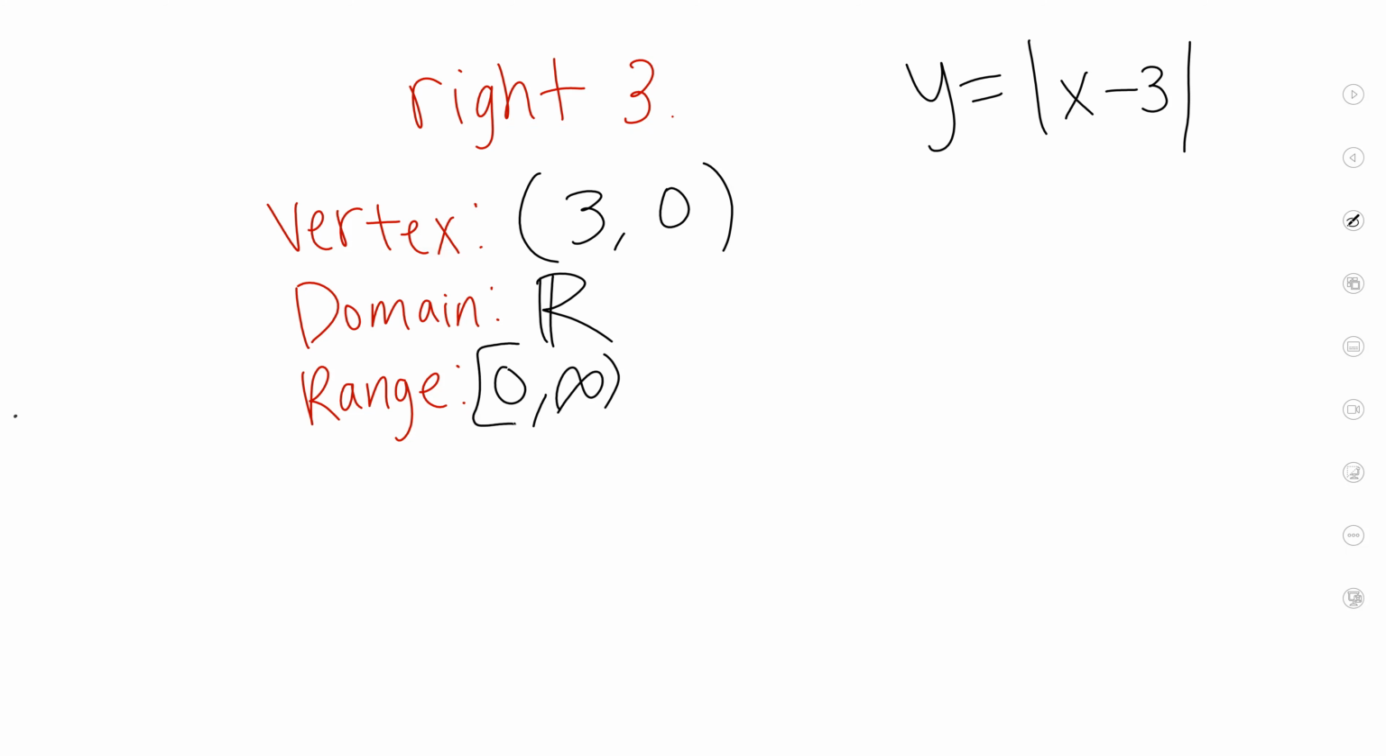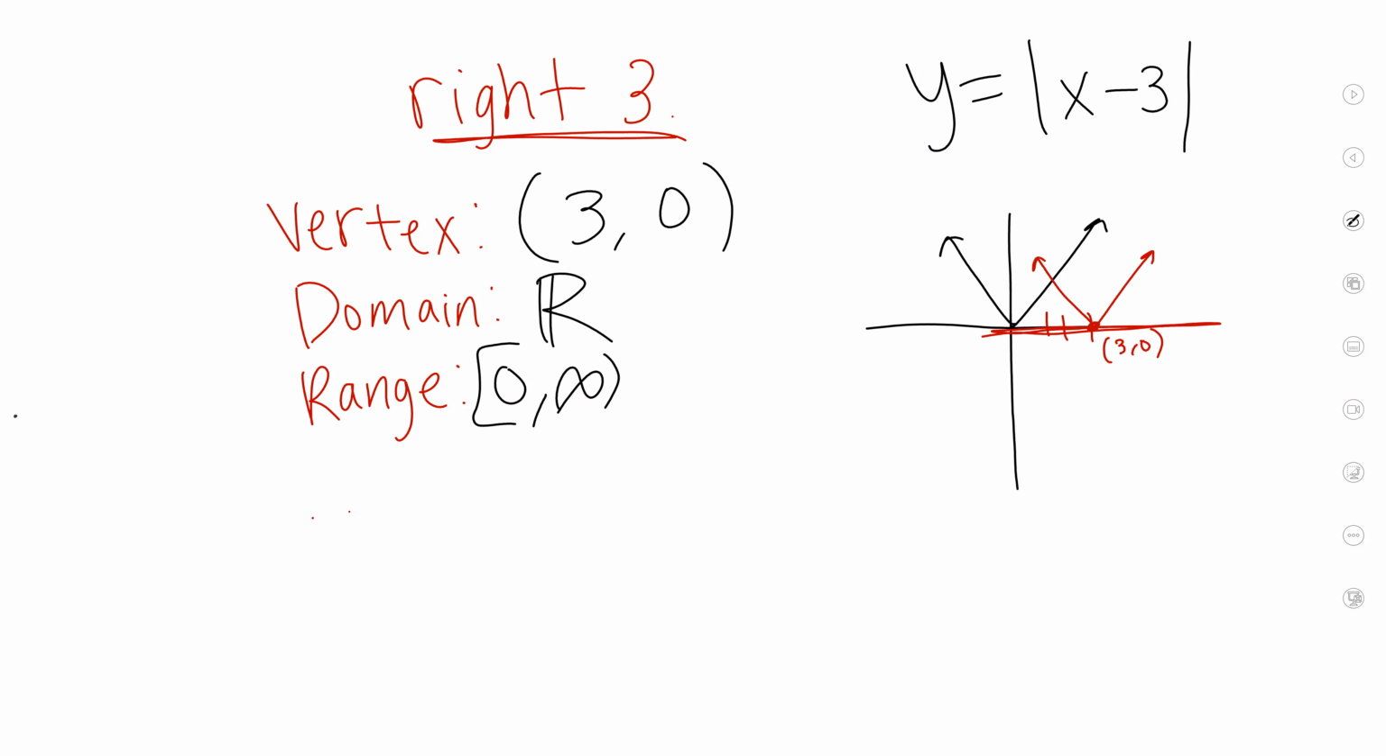Let me draw you a picture so you can visualize this. Normally, it's right here, right? However, with the transformations, it went to the right 3 spaces. So 1, 2, 3, our new graph is right here. So look, this is our vertex at 3, 0. Your domain is still all real numbers. Your range, the very bottom is at 0, and it goes up. So 0 to infinity, okay?